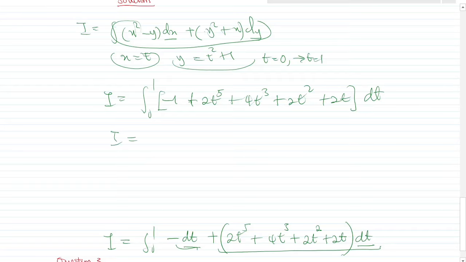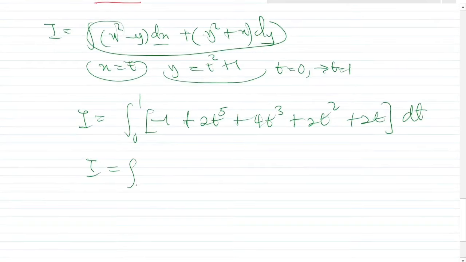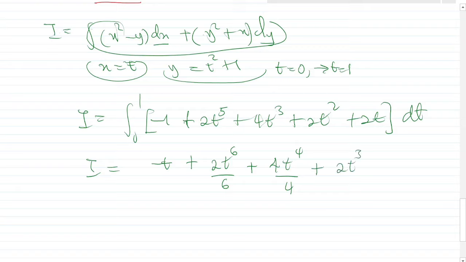So I equals the integral from... if you integrate, you don't have to add the integral sign again. Integration of minus 1 will give minus t because you are integrating with respect to dt. So plus this one will give 2t to the power of 6 over 6 plus 4t to the power of 4 over 4, right? I think 4 will cancel 4 now. Then plus 2t to the power of 3 over 3, then plus 2t squared over 2, all from 0 to 1.